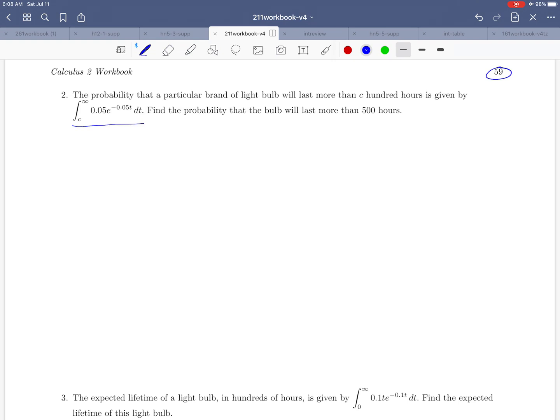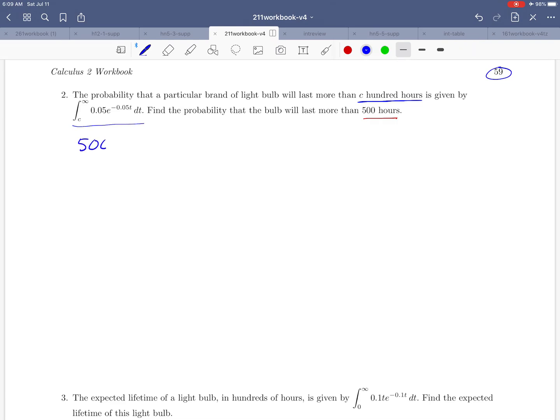Okay, so the idea here is we need to calculate that integral, but we have to figure out for ourselves what the value of c is. Now, remember that c is a time, and its units are hundreds of hours, according to the way the problem is worded. And so when they give us a number like 500 hours, we need to think about what value of c that is really communicating to us.